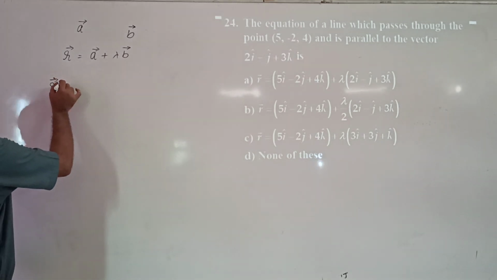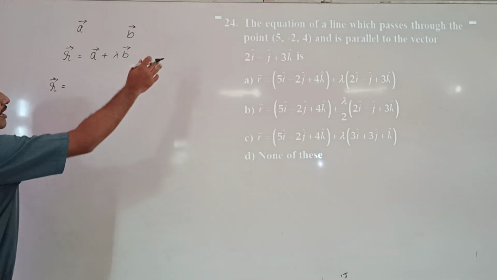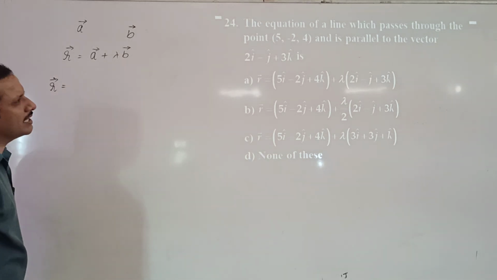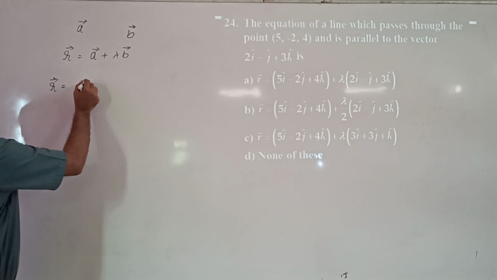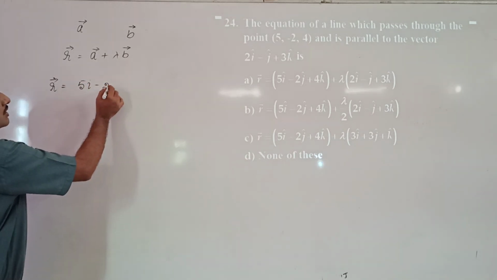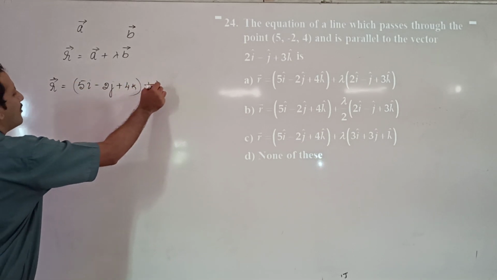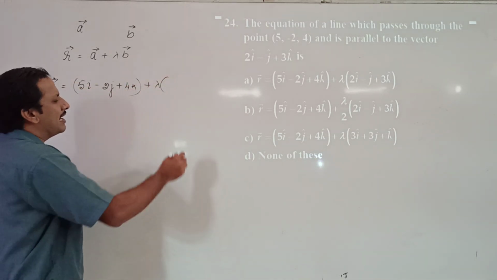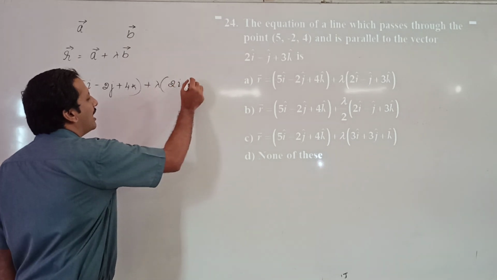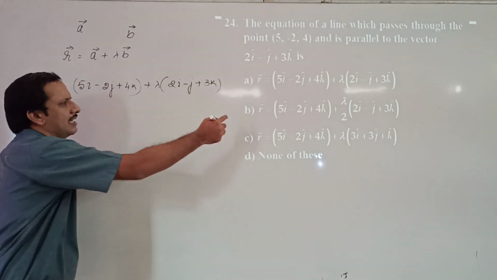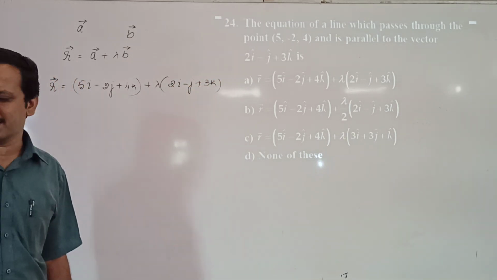So r bar is equal to a bar, the position vector of (5, -2, 4), which is nothing but 5i minus 2j plus 4k, plus lambda into b bar, parallel to which vector? 2i minus j plus 3k. So first option is the correct answer.